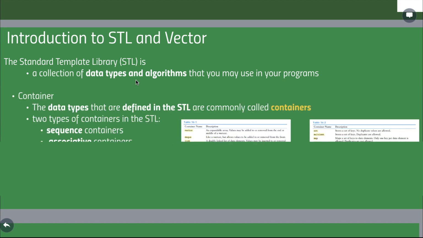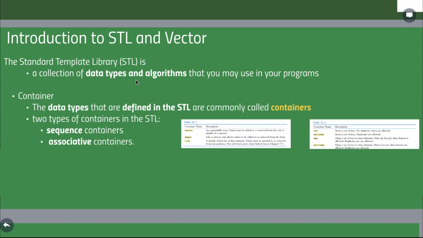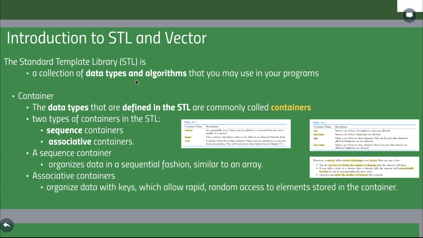The data types in STL are also called containers. And we have two types of containers in STL. The first one is a sequence container and the second one is an associative container. A sequence container manages the data in a sequential manner like an array, and an associative container organizes the data with key and value pairs.